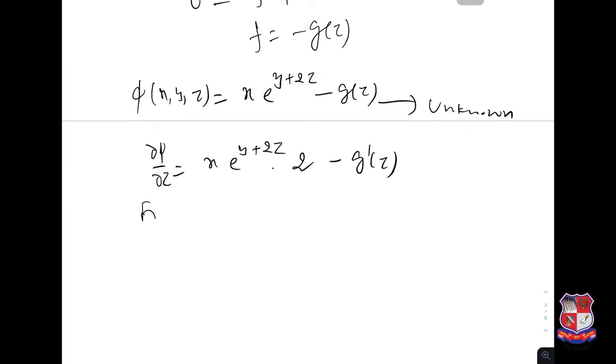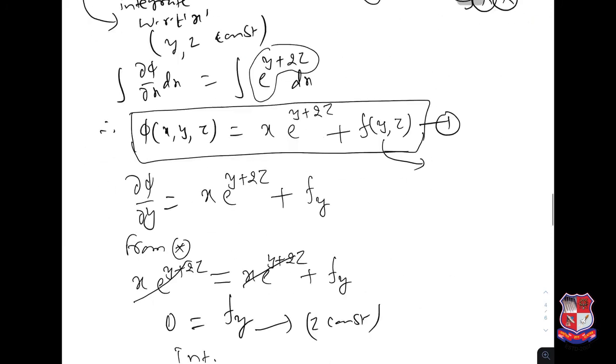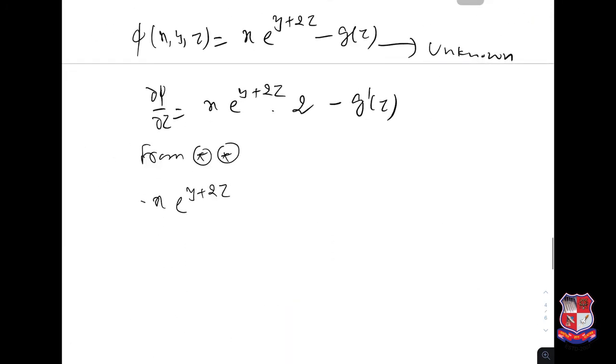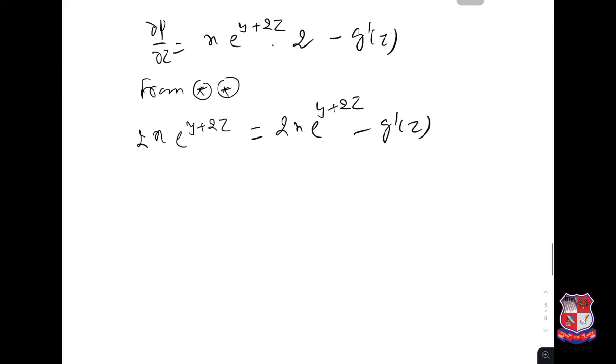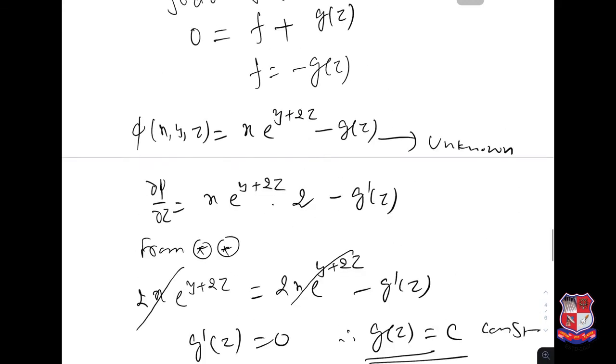So from this, 2x e power y plus 2z, sorry, it is 2x e power y plus 2z equal to, here also 2x e power y plus 2z minus g dash z. So here we are having g dash z equal to 0, and therefore g of z is c, some constant. So now we find the value of g also.